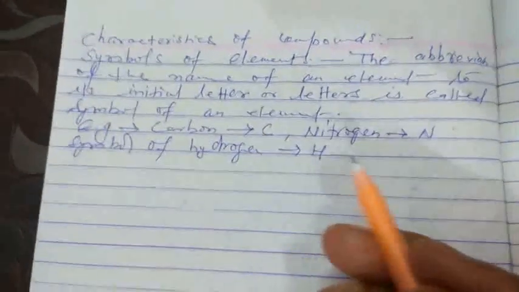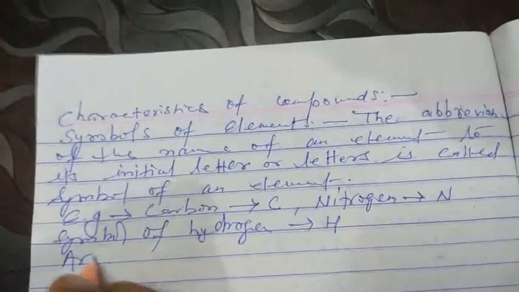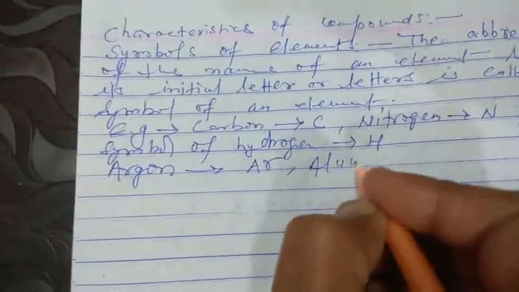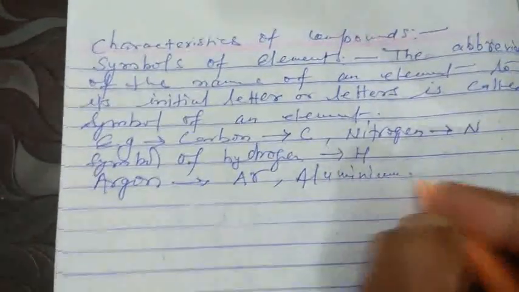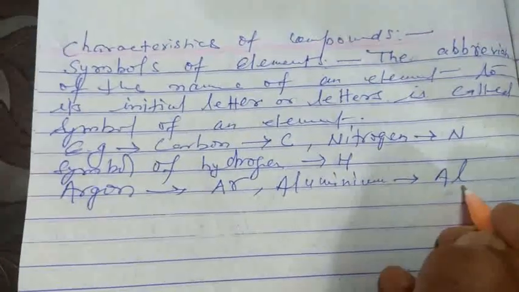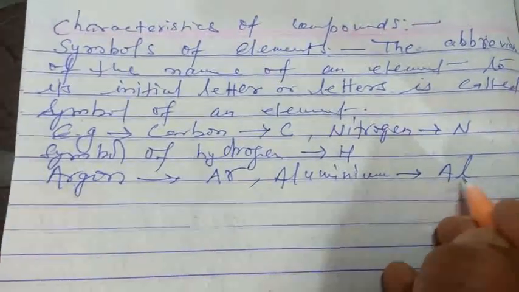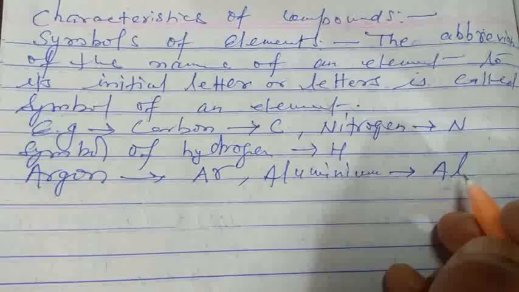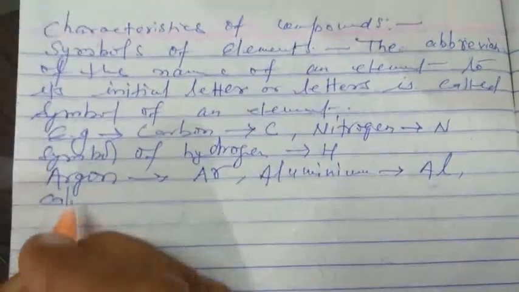If the names of two or more elements begin with the same letter, the first two letters can be used. For example, argon, Ar, aluminium, Al. A capital, L small. Don't write A capital and L capital. Always write capital A and small L. Similarly, for calcium, C capital and A small, etc.